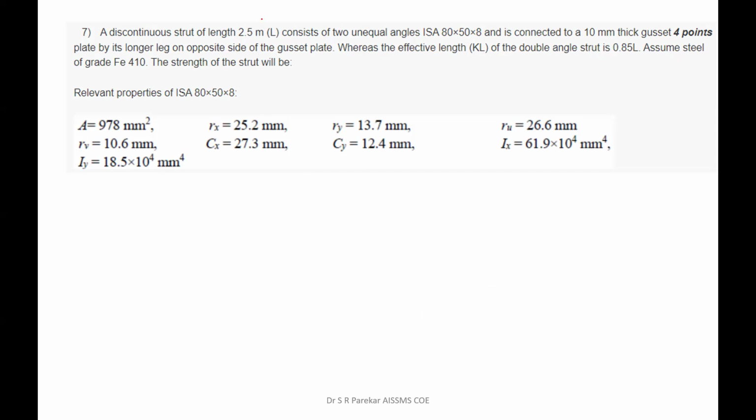A discontinuous strut of length 2.5 meter consists of two unequal angles ISA 8058 and is connected to a 10 mm thick gusset plate by its longer leg on opposite side of the gusset plate, where KL is given as 0.85 L. Assume steel Fe410. The strength of the strut will be?